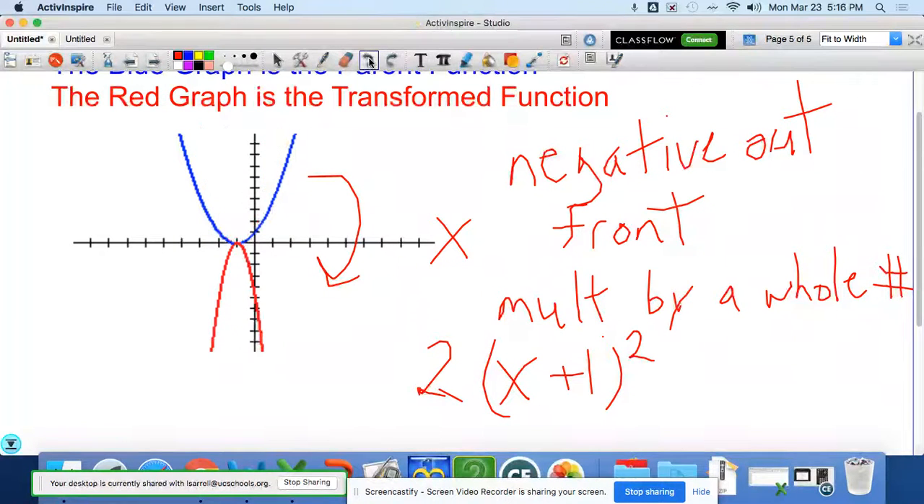The only thing that's going to do both of these things is some sort of whole number out front that is negative, because the negative causes the reflection and the positive 2 is what's going to cause it to stretch. Which also means to get narrow, okay? So just remember all those different verbiage.